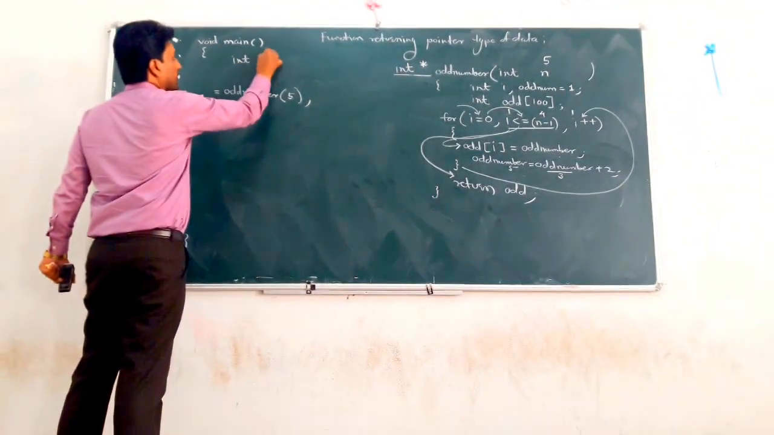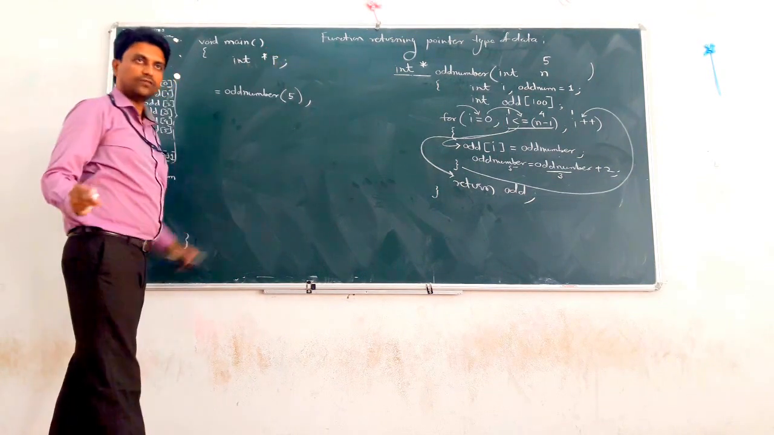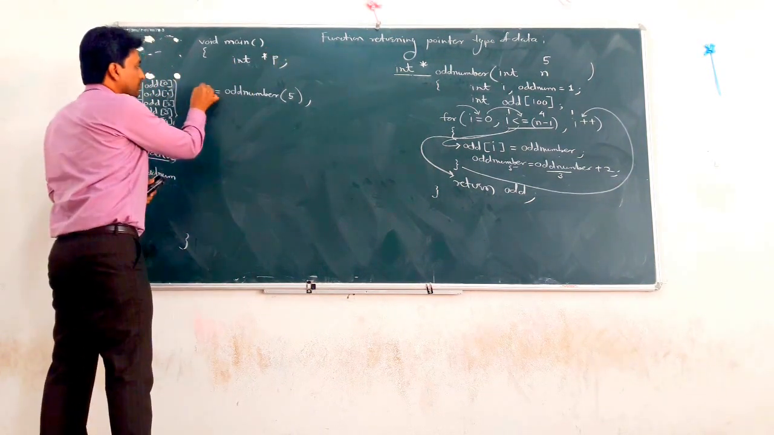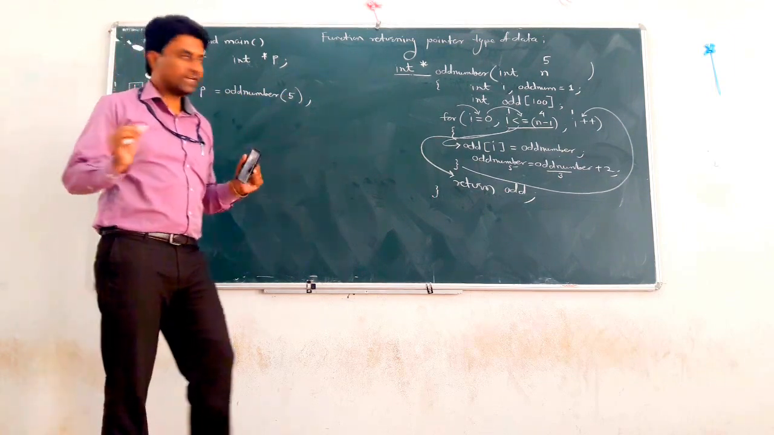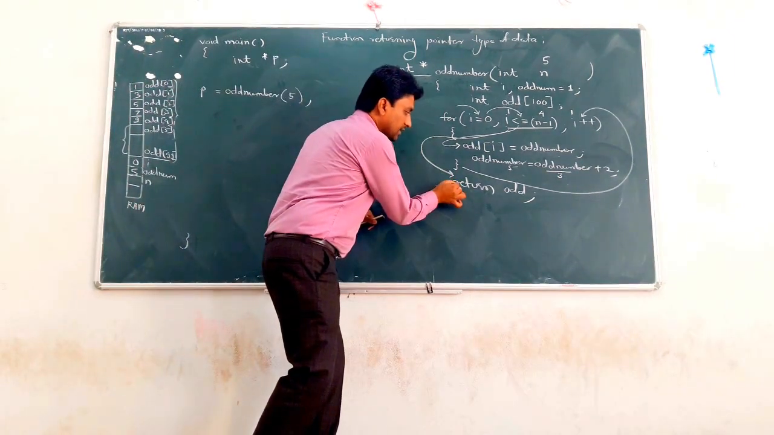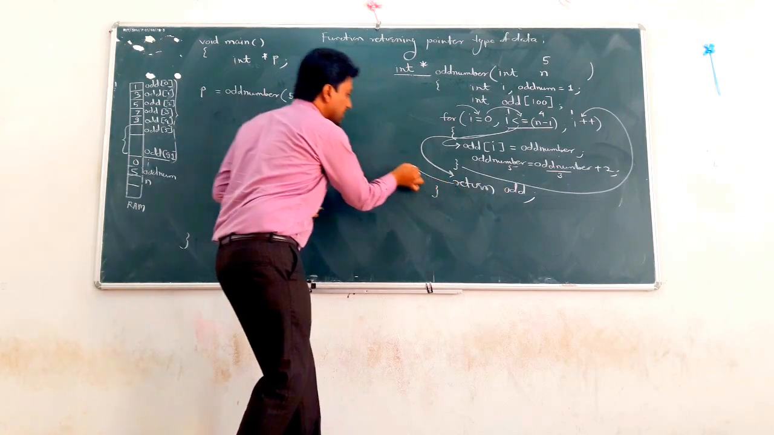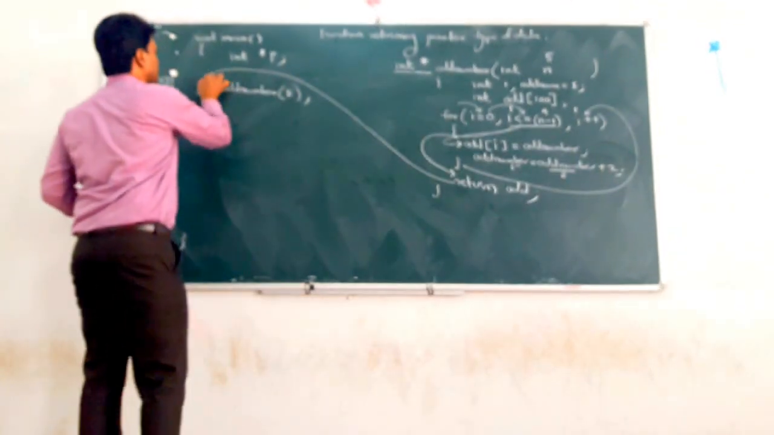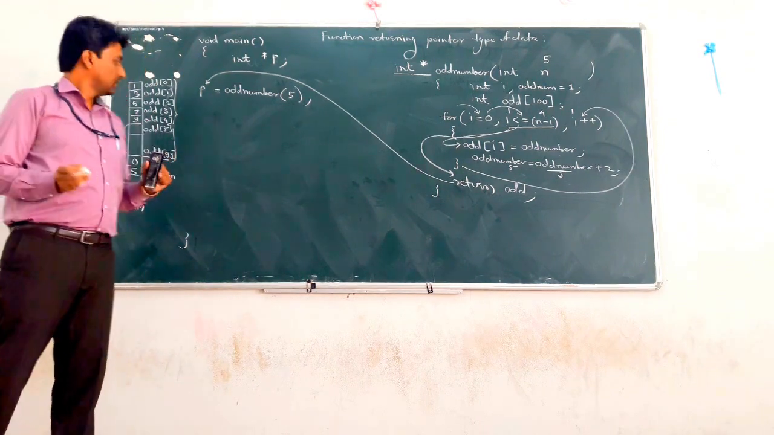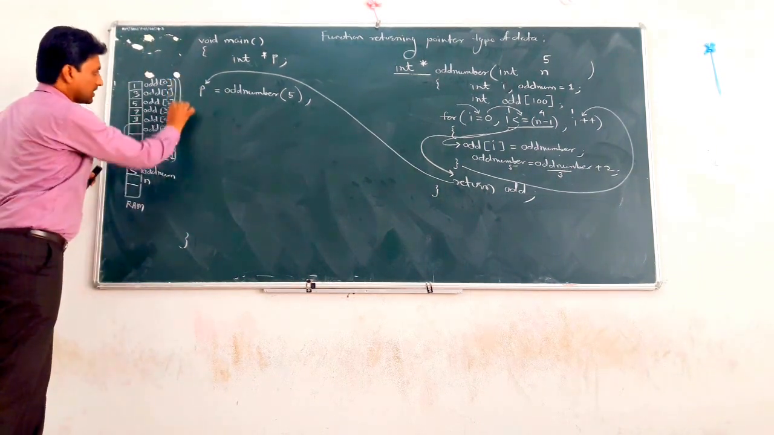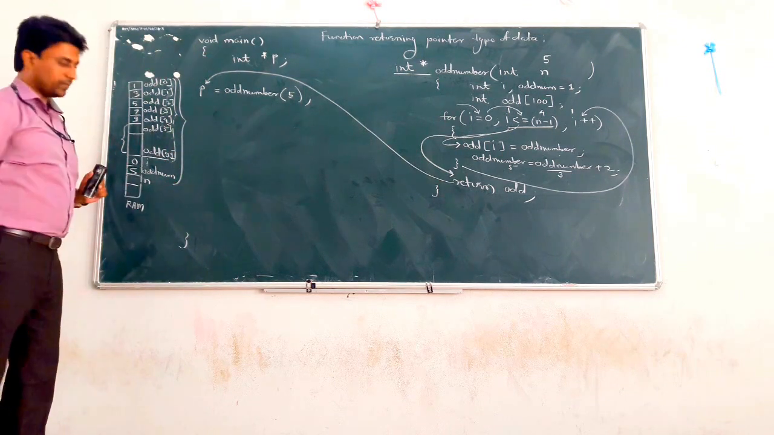Suppose integer pointer p, which is the pointer type. So here we write p is equal to oddNumber(5). That means here it returns the odd array's address. This return value is stored into a p type of variable. Clear? All these variables are in the scope of oddNumber.